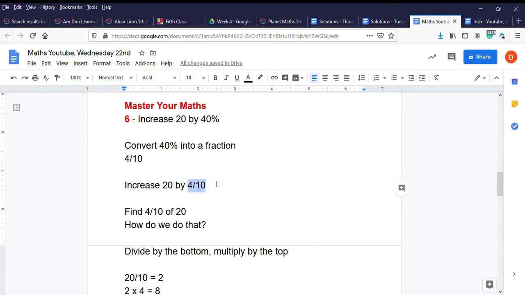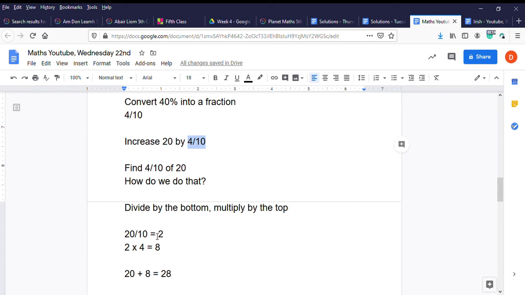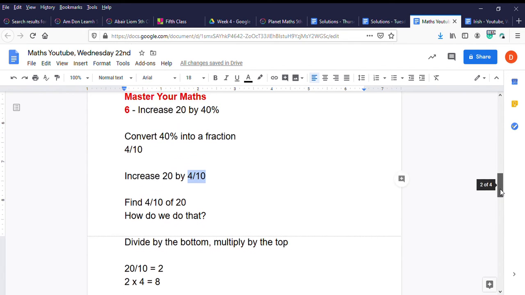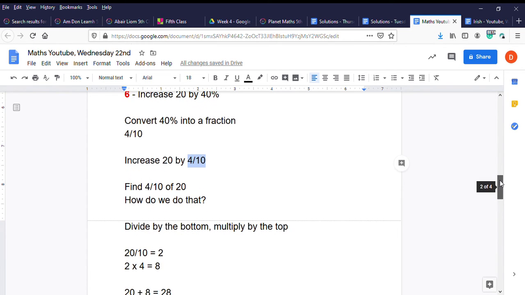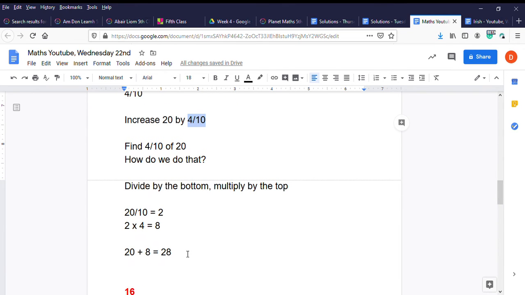In order to increase it by 4/10, we have to find out what 4/10 of 20 is. How do we do that? It's our old friend, divide by the bottom, multiply by the top. 20 divided by 10 is 2. 2 multiplied by 4 is 8. So we now know that 40% of 20, or 4/10 of 20, is 8. We need to increase 20 by 8. We simply add it to get the answer. So 20 plus 8 is 28.